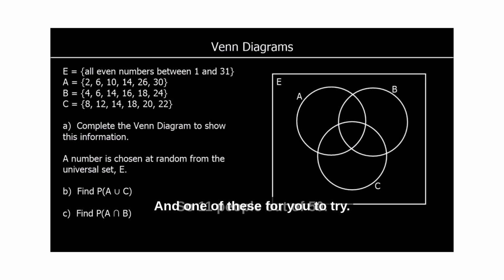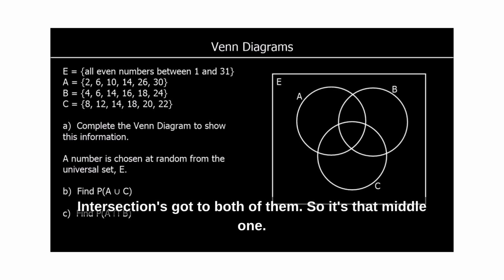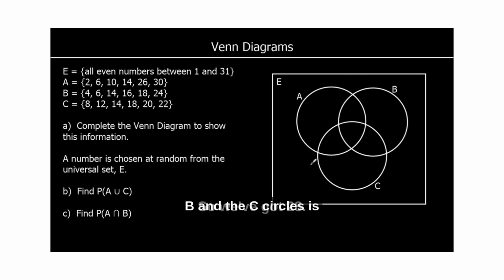And one of these for you to try, so give this one a go. So this time we want all even numbers between 1 and 31. In the middle, the A, B, and the C circles is any numbers that's in all of them. So we can see they don't have 2, 4, 6, 8, 10, 12. They've all got 14. They don't all have 16. They don't have 18. So that's it. They've all got 14 in them.